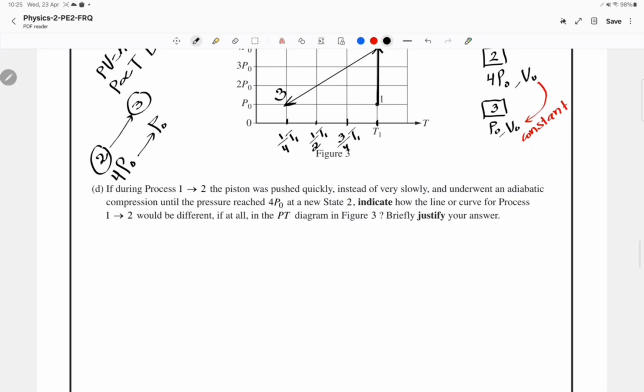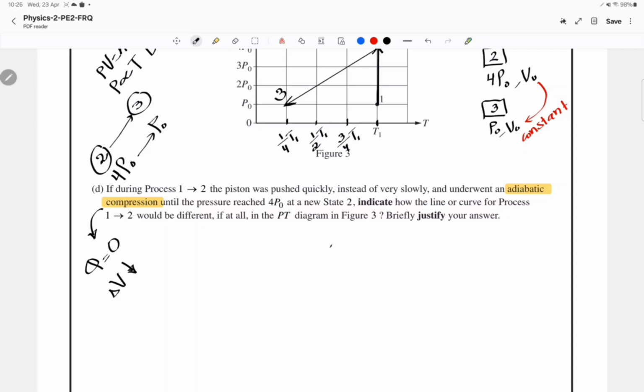D. If during process 1 to 2, the piston was pushed quickly instead of very slowly, and underwent an adiabatic compression. Now you should know that adiabatic means the Q is 0, and compression means the delta V has decreased until the pressure reaches 4 PO at the new state. Okay, so indicate how the line or the curve for process 1 to 2 would be different, and then justify your answer.